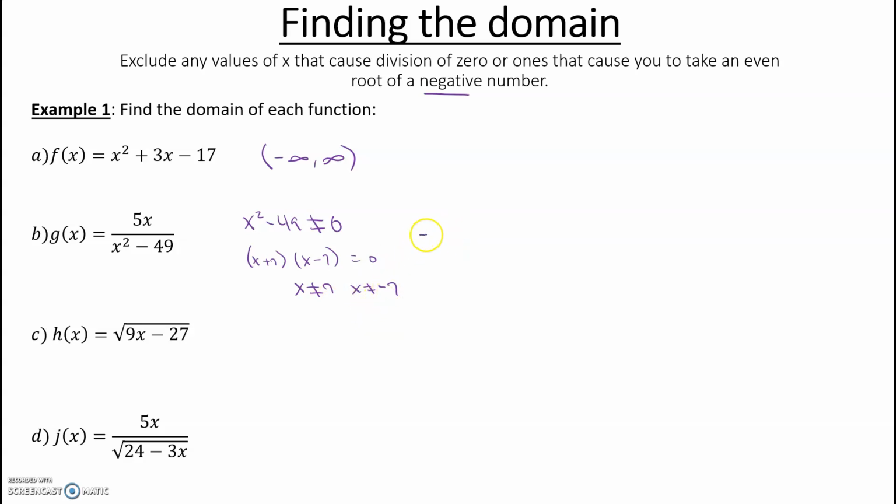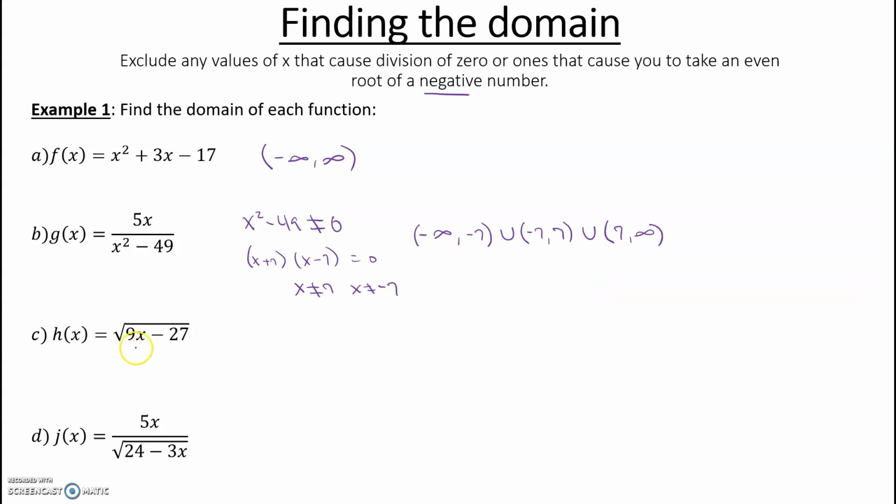Let's start with negative infinity. We can use everything from negative infinity all the way up to negative 7. We cannot use negative 7. And then we're going to use that union symbol because we can also have negative 7 all the way to positive 7. Can't include either of those. And then we can round it off with 7 all the way to infinity.